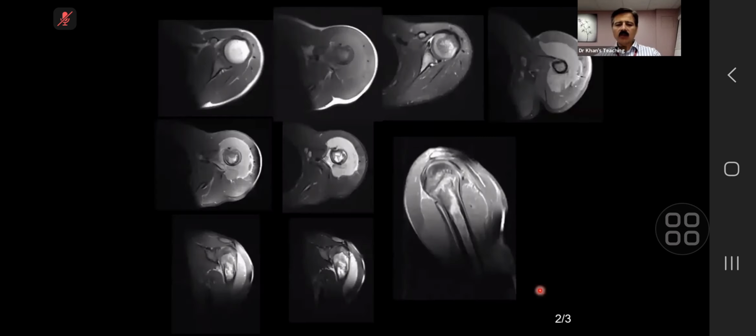So on MR, again, completely abnormal. And if you see, this is a T1 weighted sequence. And look at this soft tissue which is surrounding it. Look at this soft tissue. Classical for Ewing sarcoma. The differential will be lymphoma.